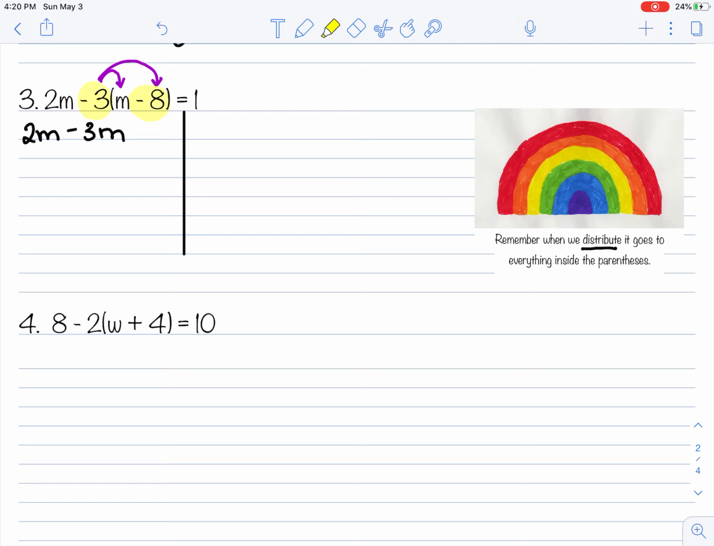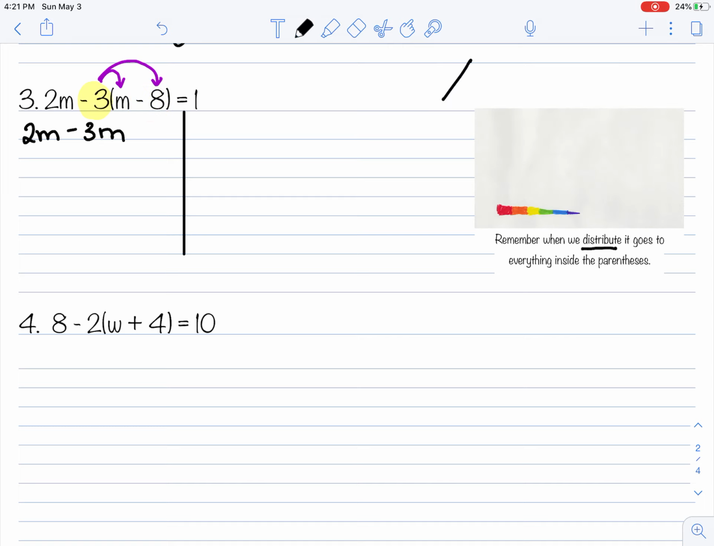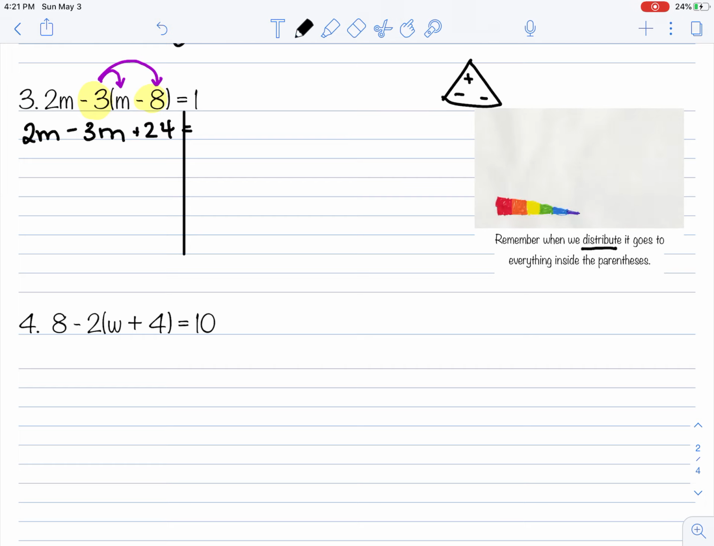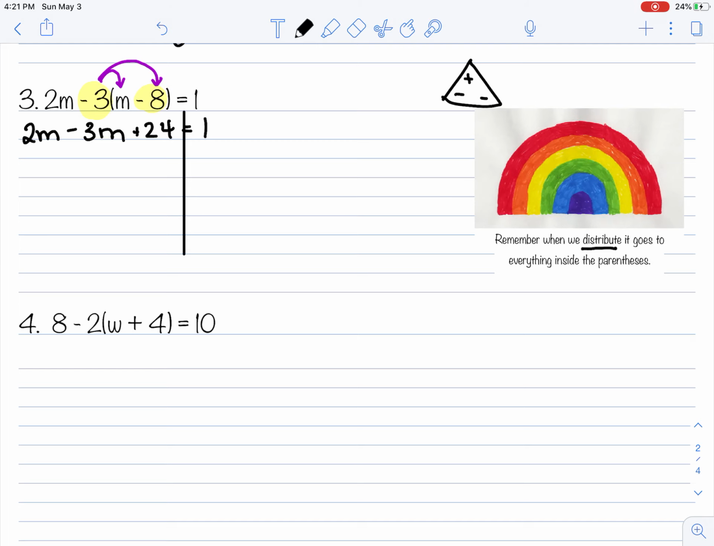And here's the tricky part. I have -3 times -8. And I'm going to put the triangle right here. Positive, negative, negative. I know a negative times a negative is a positive. So I know I have positive 24, and that's going to equal 1.